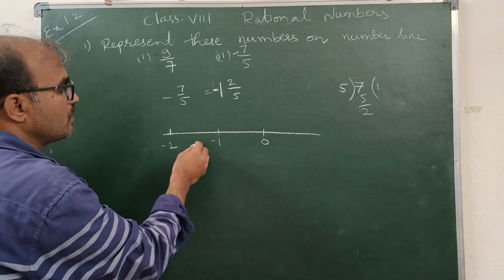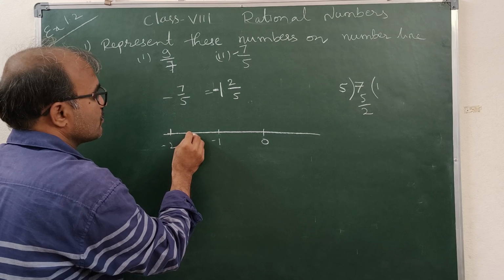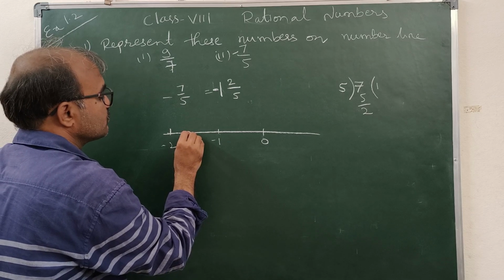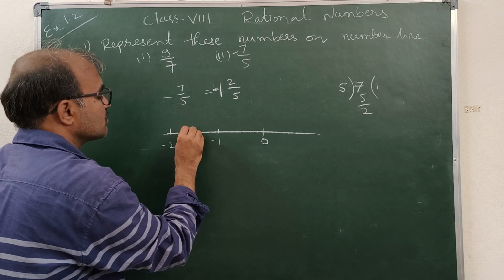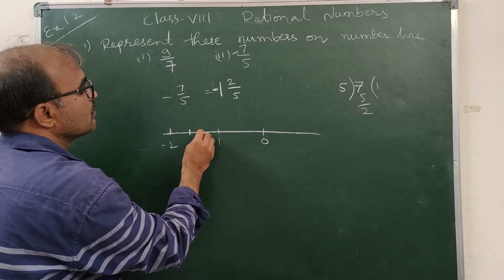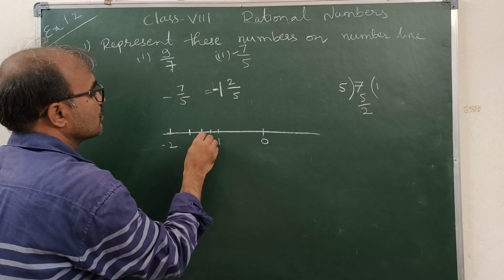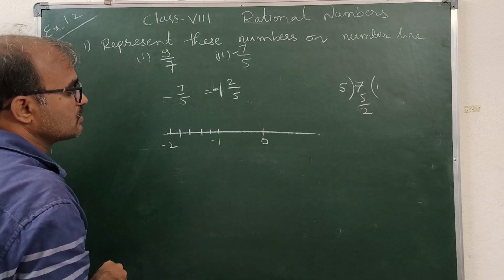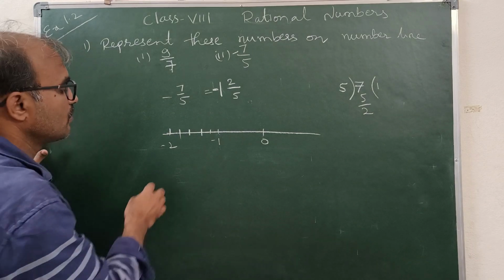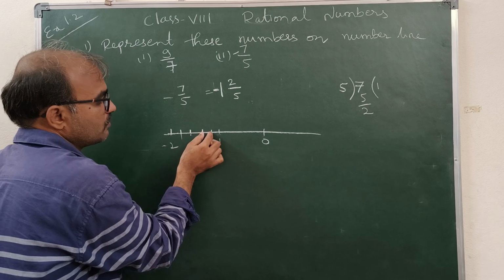That is why what you do here, divide this into 5 equal parts. For dividing that, you have to keep 4 lines. So here 1 line, four lines, right? First part, second part, third part, fourth part, fifth part.